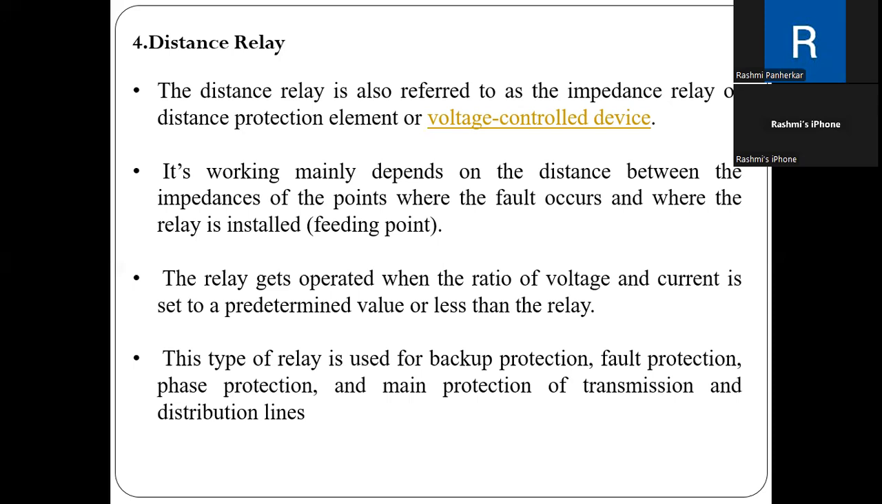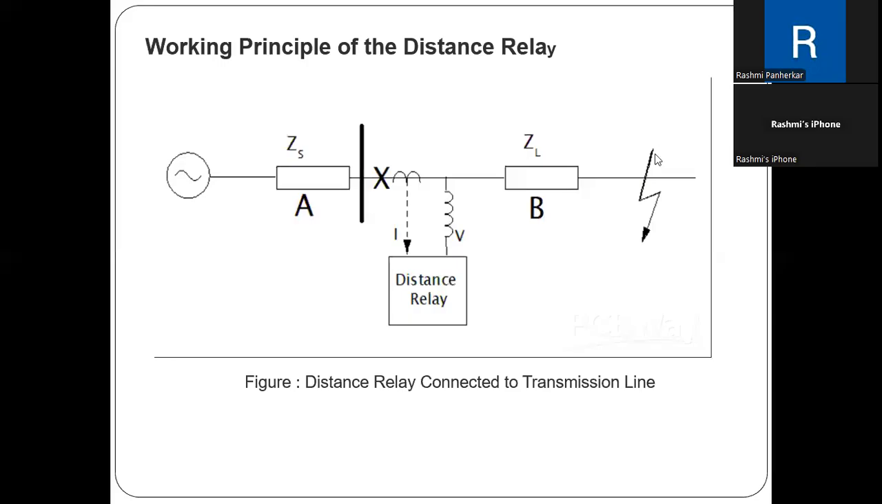Now next we will see the main circuit diagram for the distance relay. In this diagram, this is the distance relay, which we have to connect to the transmission line. In this condition, first we will see the normal condition and second the fault condition.